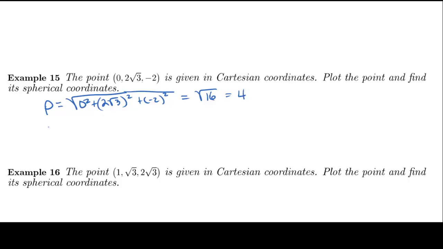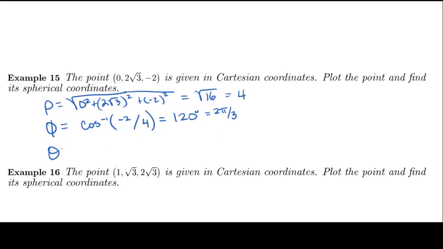Then we've got phi is cosine inverse of -2 over our rho that we just found, which was 4. So cosine inverse of -1/2. And we end up with 120 degrees, or 2 pi over 3 if you want to put it in radians.